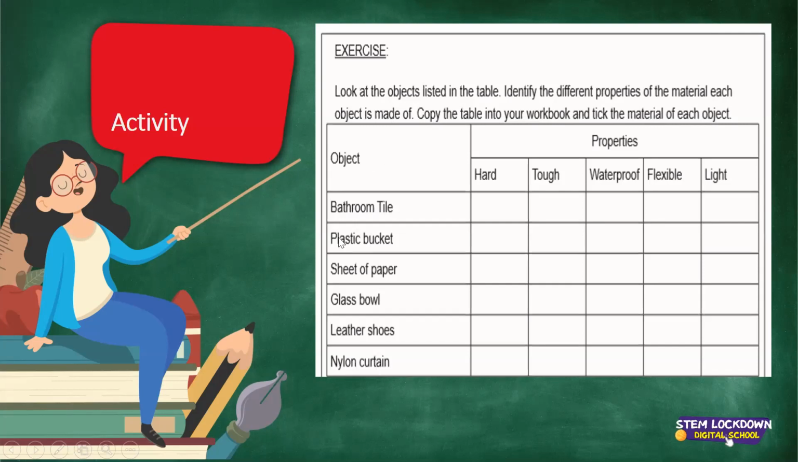The first one, bathroom tile, plastic bucket, sheet of paper, glass bowl, leather shoes, nylon curtain, and then different properties of material. The first one is hard, second one tough, third one waterproof, fourth one flexible, and then fifth one light. So what you do is, for example, you go to bathroom tile, you tick the type of property it has. If it's hard, you tick on it. If it's tough, you tick on it. If it's waterproof, you tick on it. If it's flexible, you tick on it. If it's light, you also tick on it.